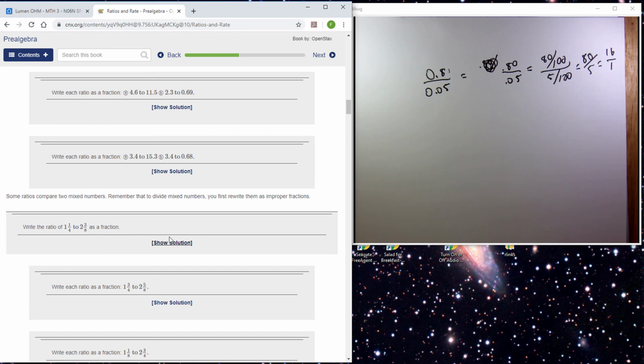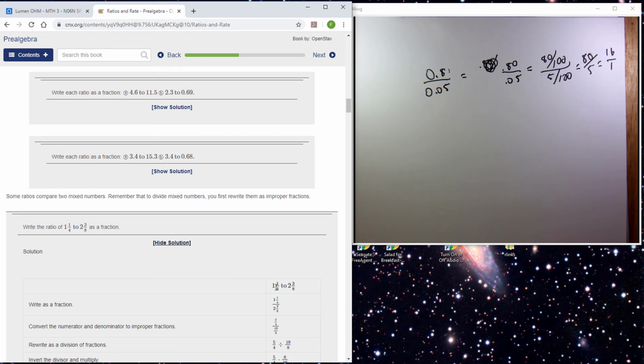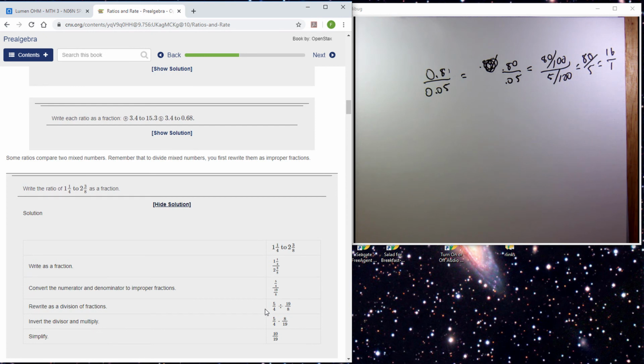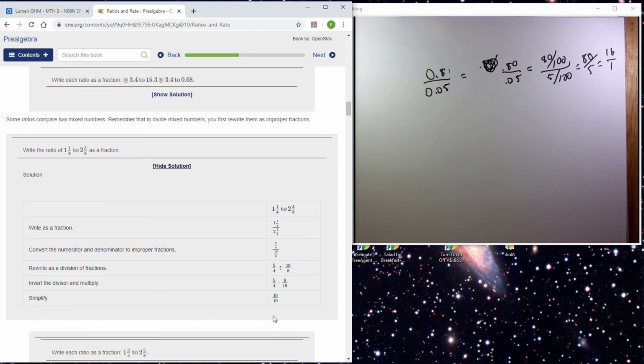Now we have a ratio here of two mixed fractions. So I get it into the form of a fraction, then I convert my numerator and denominator into improper fractions. So I have 5/4 divided by 10/8. Remember, when you divide by a fraction, you flip the second fraction. It becomes 5/4 times 8/10. You simplify to 10 over 19.